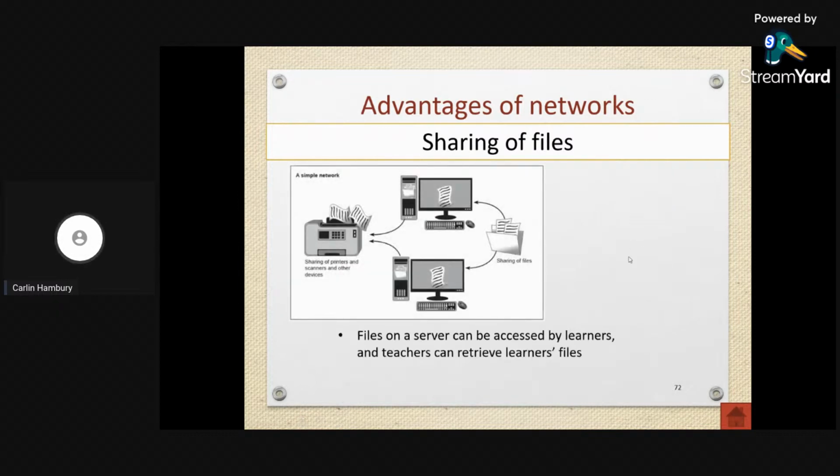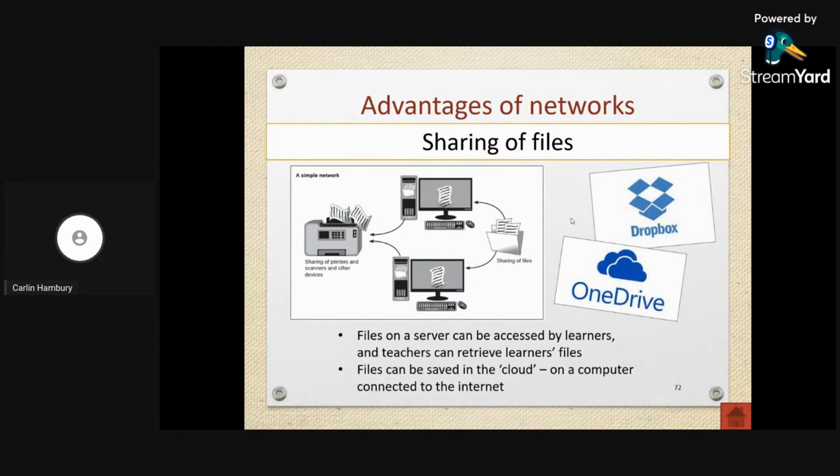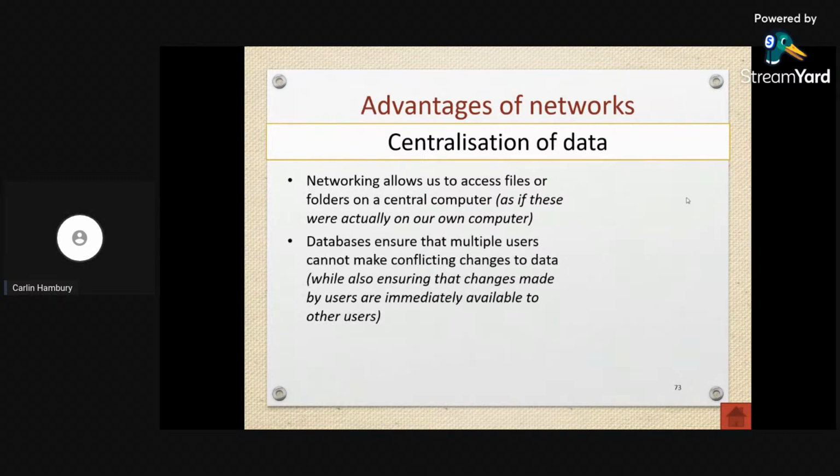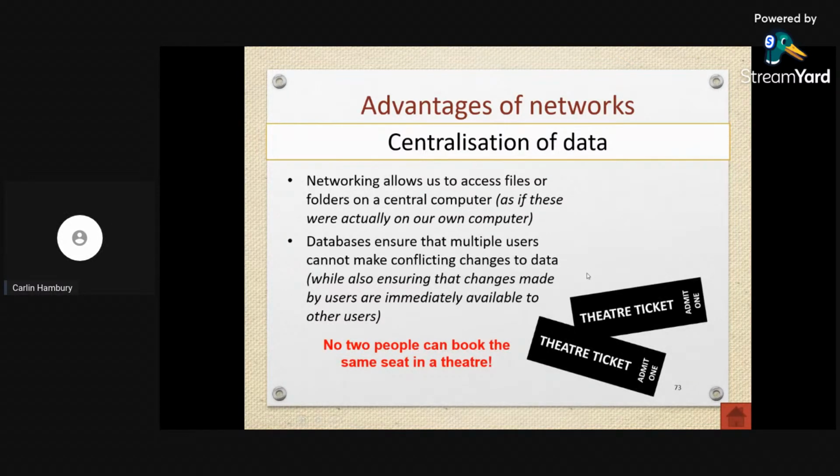There's the sharing of files. Okay. Yeah, they tell us files on a server can be accessed by multiple learners and teachers can retrieve those learners' files from the same server. Okay. You just think of things like Dropbox, things like OneDrive. There's the centralization of data, where you've got all the data in one place on that one server. Okay, this is what the network allows us to do. When you're booking tickets online, because of that, no two people can book the same seat in a theater because once one is booked, when I go in and I want to book that same seat, because all that data is in one place, it'll pick up that no, that seat has already been taken.